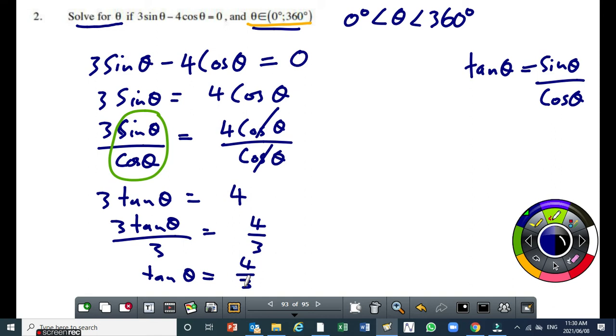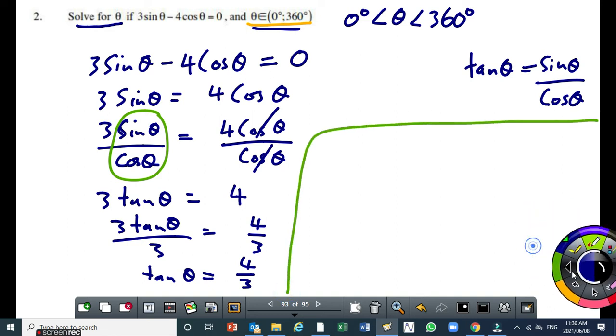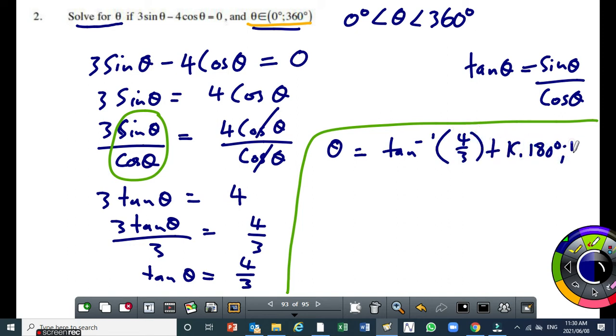Now I'm not done here. I need to find the general solution. So let me carry on here. Now to find the general solution, I need to determine the reference angle. So I'll end up having theta equal to shift tan of 4 over 3 plus k times 180, where k is an integer. Then let's bring in the calculator.